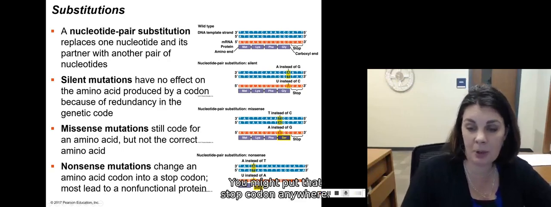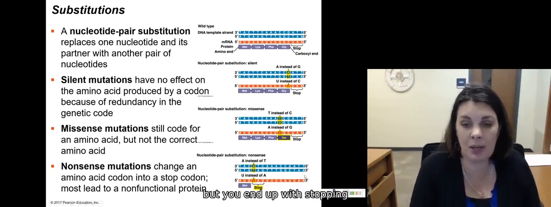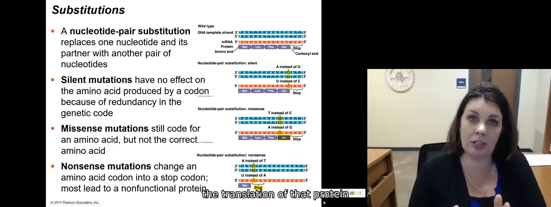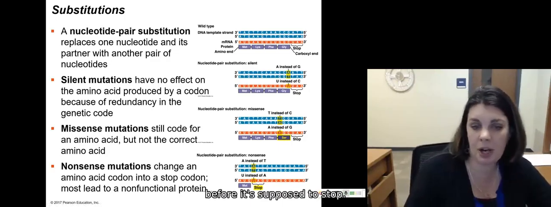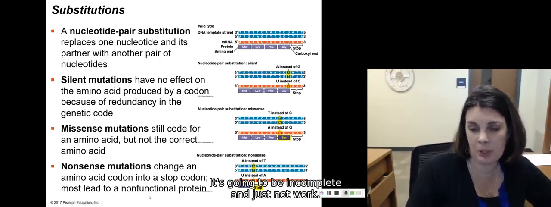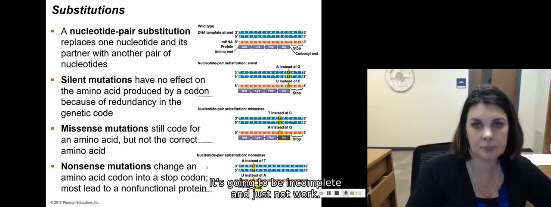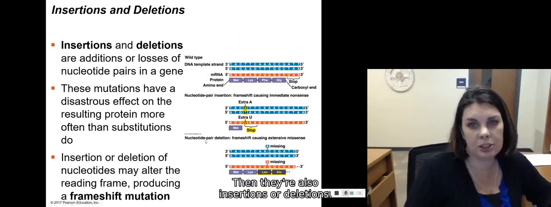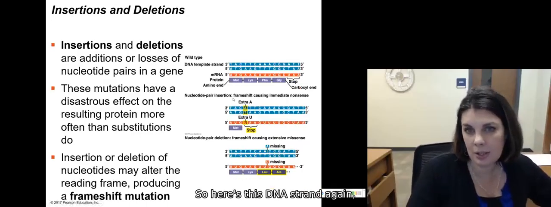You can put that stop codon anywhere. It could be mutated anywhere, but you end up with stopping the translation of that protein before it's supposed to stop. So you end up with a non-functional protein almost all of the time. It's going to be incomplete and just not work. Then there are also insertions or deletions.